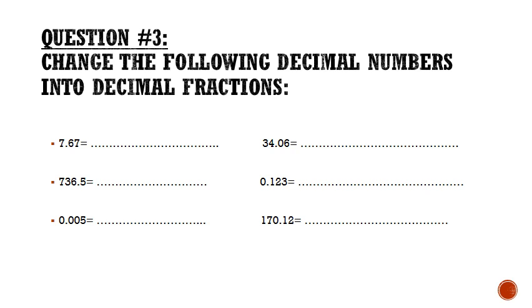Now question number 3. I need to change the following decimal numbers into decimal fractions. Okay? So for the first one, Fatima. 767. Very good. So just to make a little revision, when I need to write the number as a decimal fraction, I write the number as it is, without a point, then the denominator should be 10, 100, 1000. It depends on how many digits I have in the decimal part. And here in the decimal part, I have 2 digits, so it's 100. Is it clear, Jad? Yes. Okay. Can you do the second one, please?